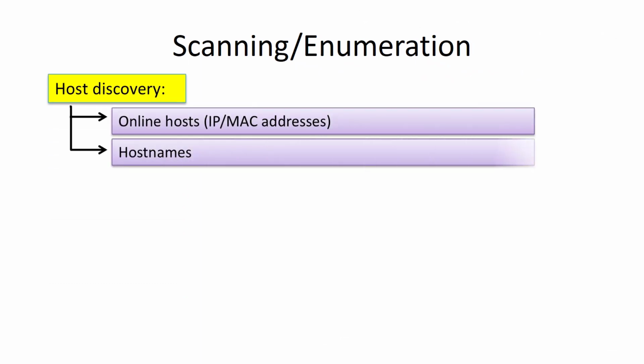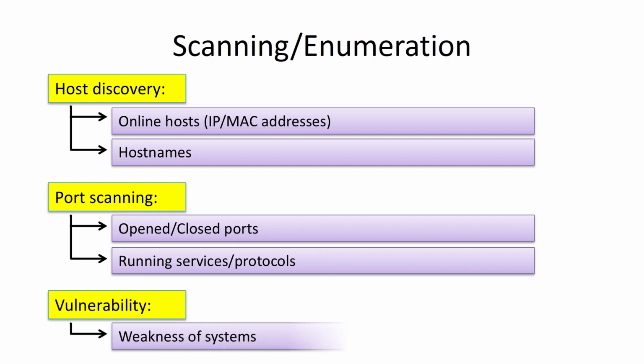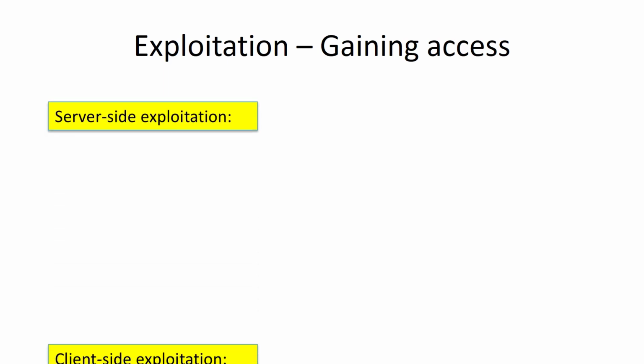On the second step, you perform aggressive methods to get more information about running services, operating systems, and available vulnerabilities. When you collect all necessary data, you can start attacking the remote system. Your aim is to gain access using discovered vulnerabilities, running services, and installed software.